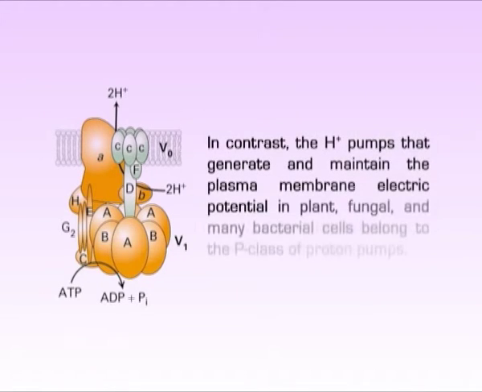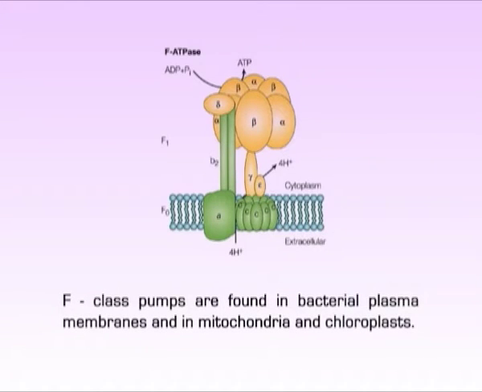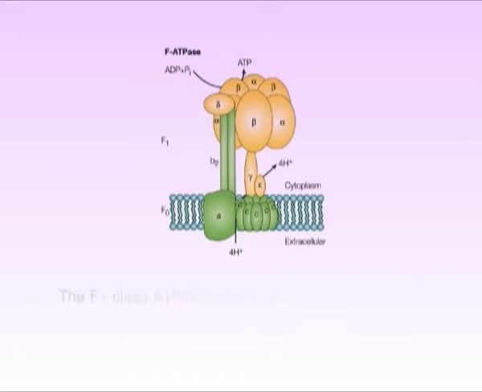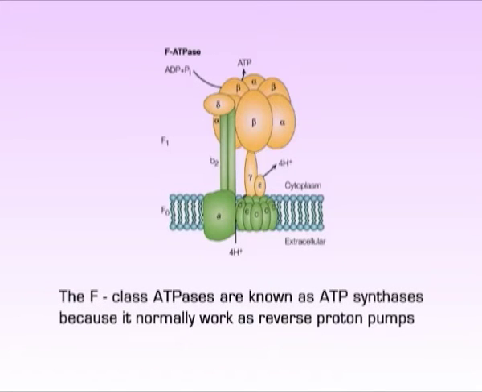In contrast, the hydrogen pumps that generate and maintain the plasma membrane electric potential in plant, fungal, and many bacterial cells belong to the P class of the proton pumps. F-class pumps are found in bacterial plasma membranes and in mitochondria and chloroplasts. The F-class ATPases are known as ATP synthases because they normally work as reverse proton pumps.